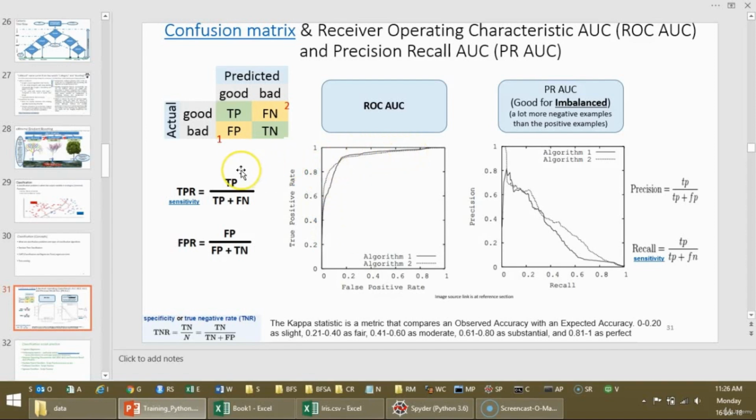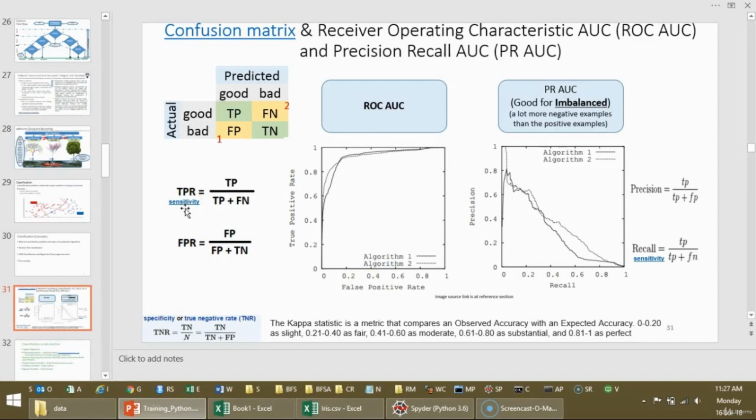And here are a few of the statistics which you generate. True positive rate is TP, that is true positive, divided by true positive plus false negative. FPR, the false positive rate, is false positive divided by false positive plus true negative. TPR is also called sensitivity. I'll explain that in a while.